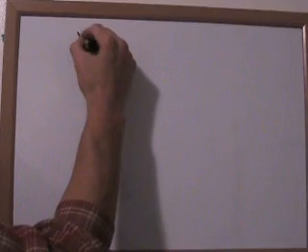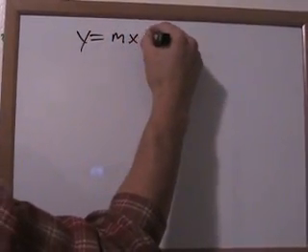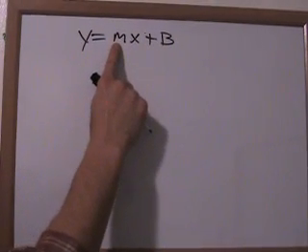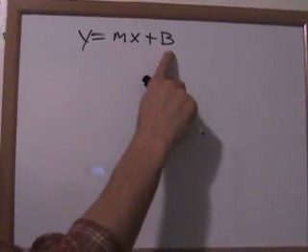Okay, so for number 9, that's kind of a handful compared to the other ones. So there's a couple of things we've got to be good at before we jump into something like number 9. So you've probably seen this many times. Okay, y equals mx plus b, where m represents the slope, right? And then b represents the y-intercept.